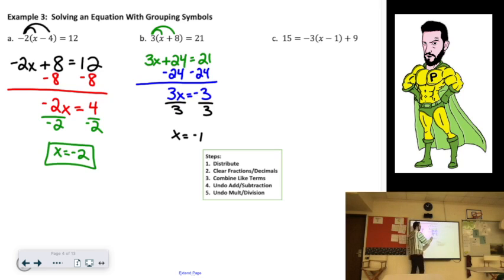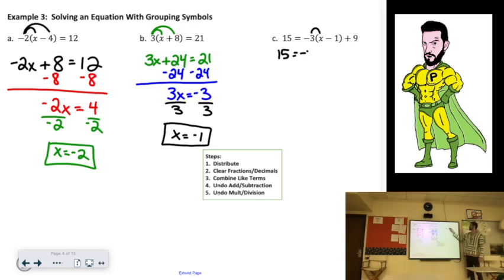All right, and then C is the first time where we're going to have a few of these steps. We're going to use 4 of the 5 steps here. So 15, done. Over here we got to distribute the negative 3. Negative 3 times x is negative 3x. Negative 3 times negative 1 is going to switch it to plus 3. So be careful on that. And then we also have this plus 9. So this is the first time where we've had to distribute and combine the like terms. So on the right side, we can combine the 3 plus 9, and that would just give us 12. So we'd have 15 equals negative 3x plus 12.